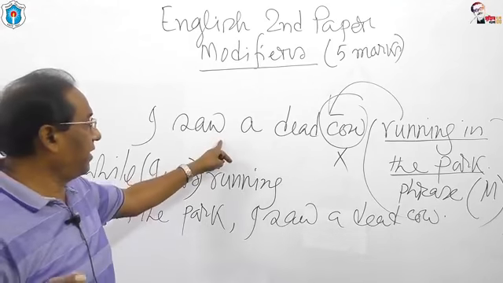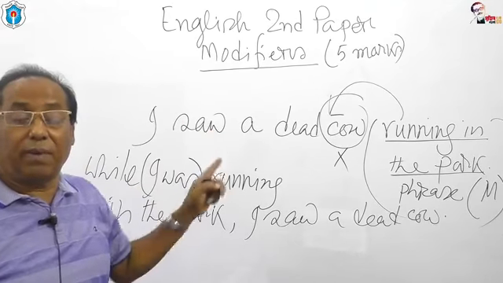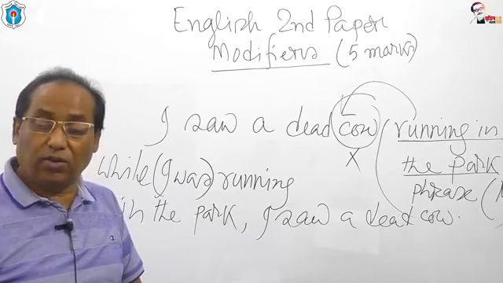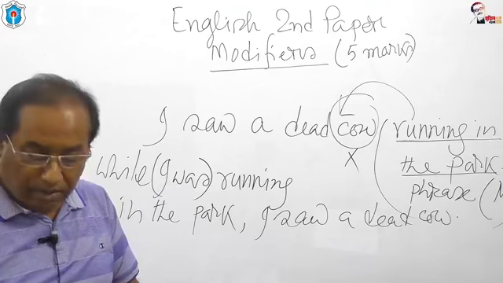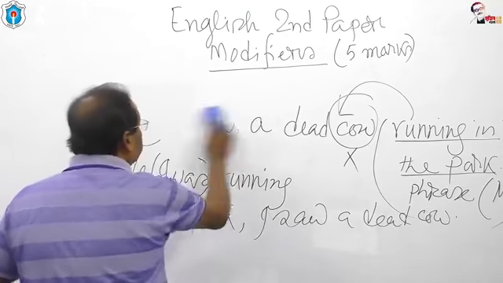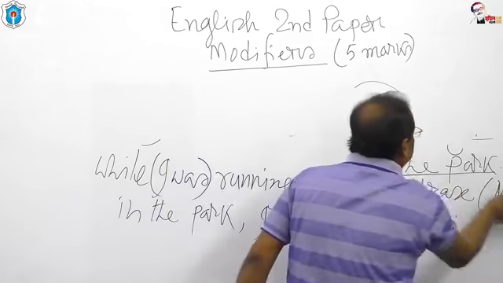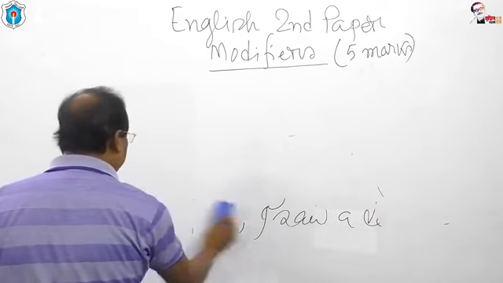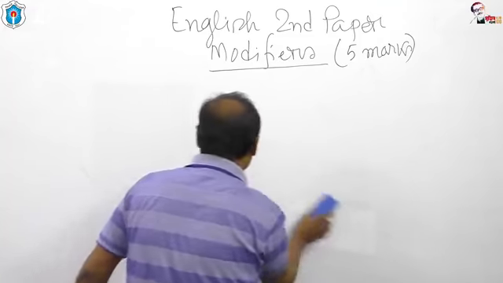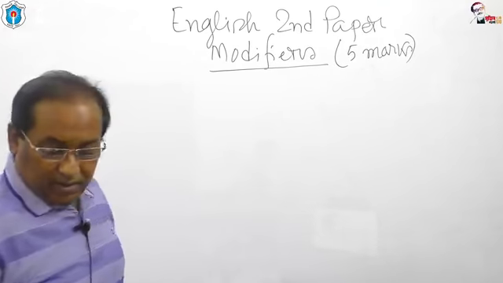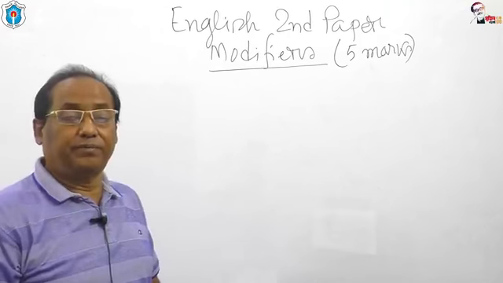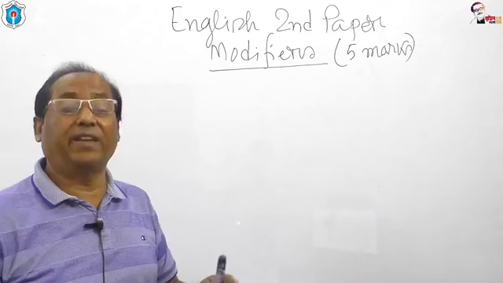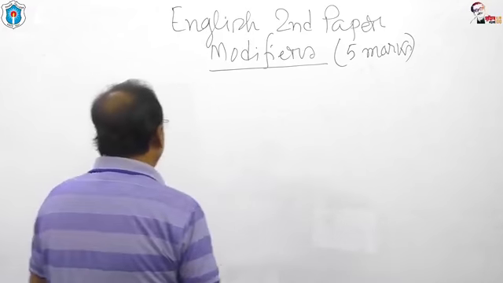But in this sentence, it was absurd. But I have some change here. Without change, we can also use some modifiers. How? If we fail to use modifier properly, sometimes it becomes humorous, funny. How? Let me see.